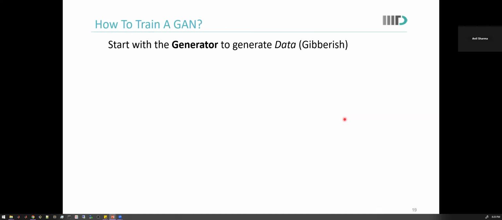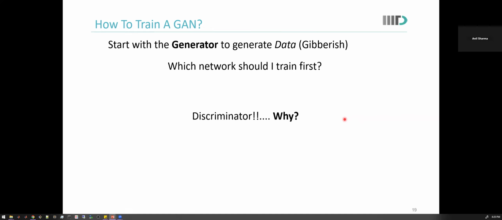Now, how to train the GAN? I think we have seen the architecture in detail. Now, the question is, if we start with the generator to generate the data, let's just start by training the discriminator briefly first so it can learn to distinguish real data, providing useful feedback, and then alternate D and G in each step. I think I've already given you the answer. So which network should I train first? The answer is the discriminator, but why?